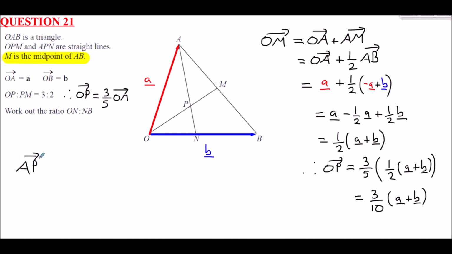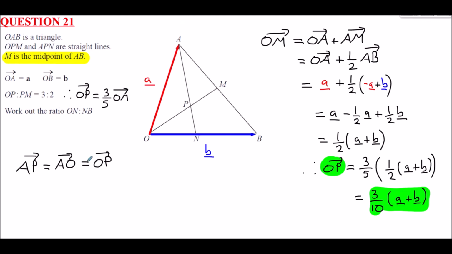So from A to P, I'm just going to colour code the fact that we know what OP is, because that's going to be useful to us later. From O to P, that's 3/10 of A plus B. To get from A to P, we can do this in two steps. We could go from A to O, then we could go from O to P.